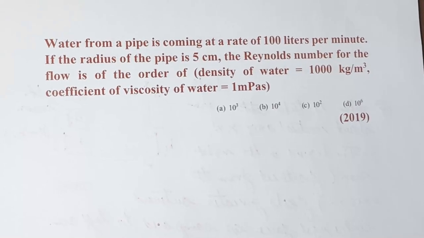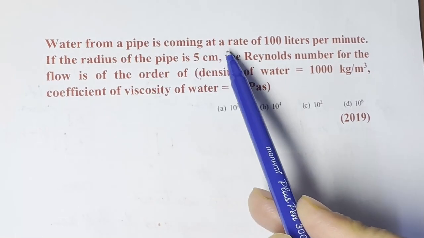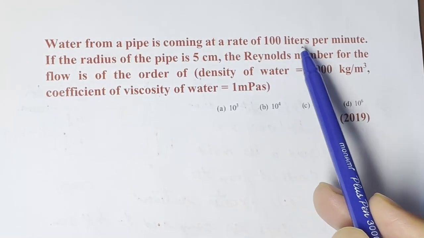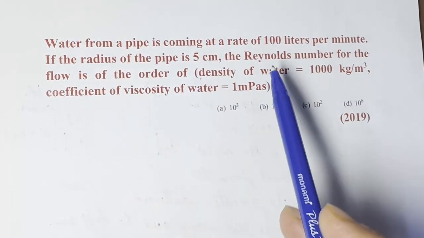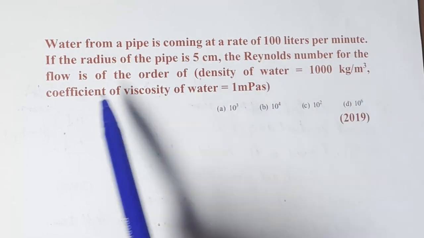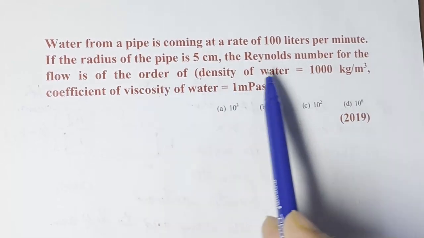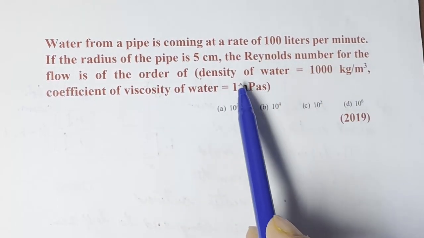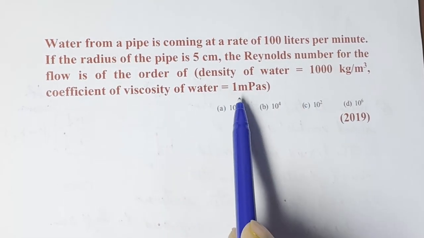Hello friends, today's question: water from a pipe is coming out at a rate of 100 liters per minute. If the radius of the pipe is 5 centimeter, the Reynolds number for the flow is of the order of. So we have to find out the order of the Reynolds number, and we are given the density of the water as well as the coefficient of viscosity of the water.